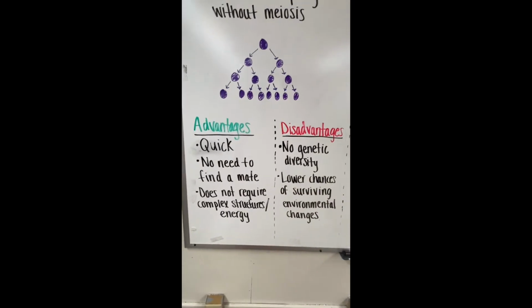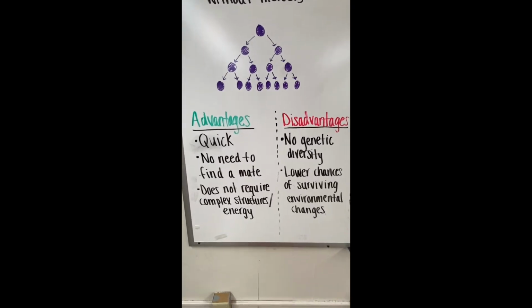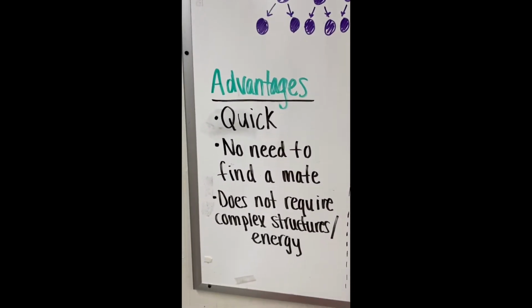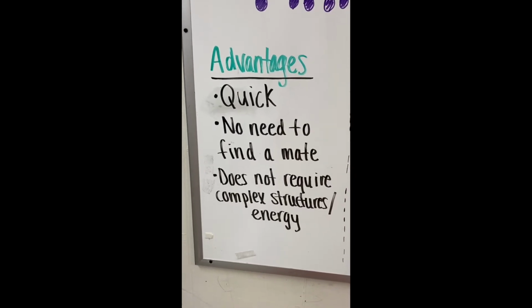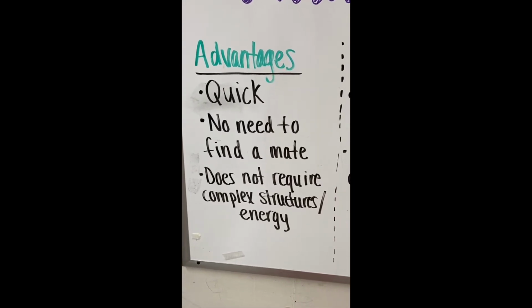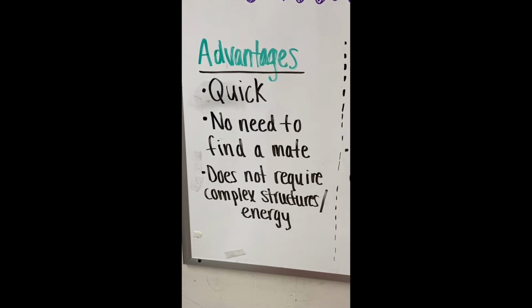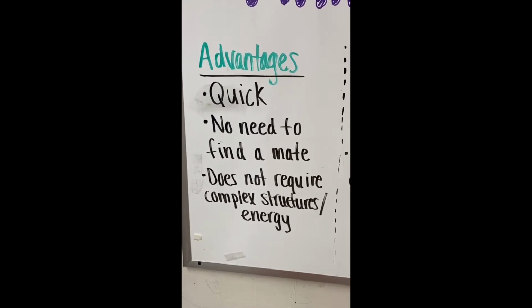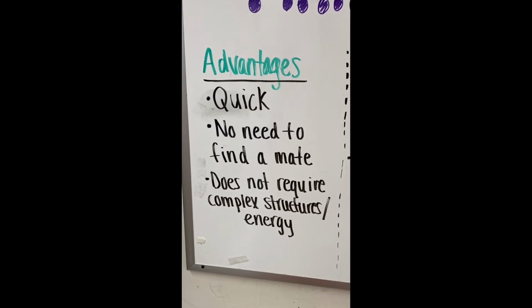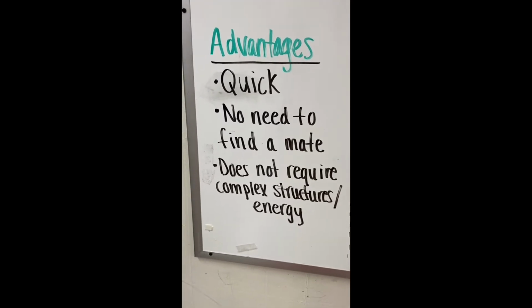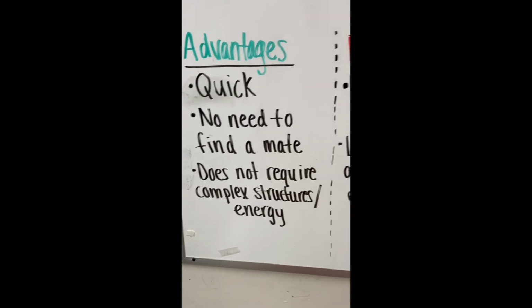We talked about the advantages and disadvantages of asexual reproduction. Advantages, or the benefits, the good things about it. It's quick, doesn't take very long. They don't have to spend all that time finding a mate or a partner to reproduce with, and it doesn't require those complex structures like the sperm and egg cells, or honestly, the extra energy of reproducing.